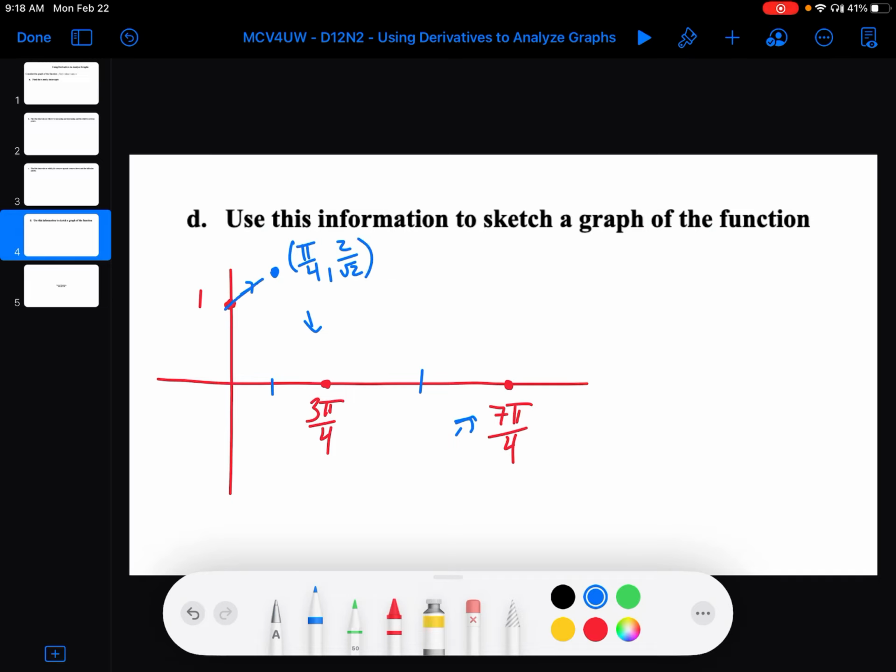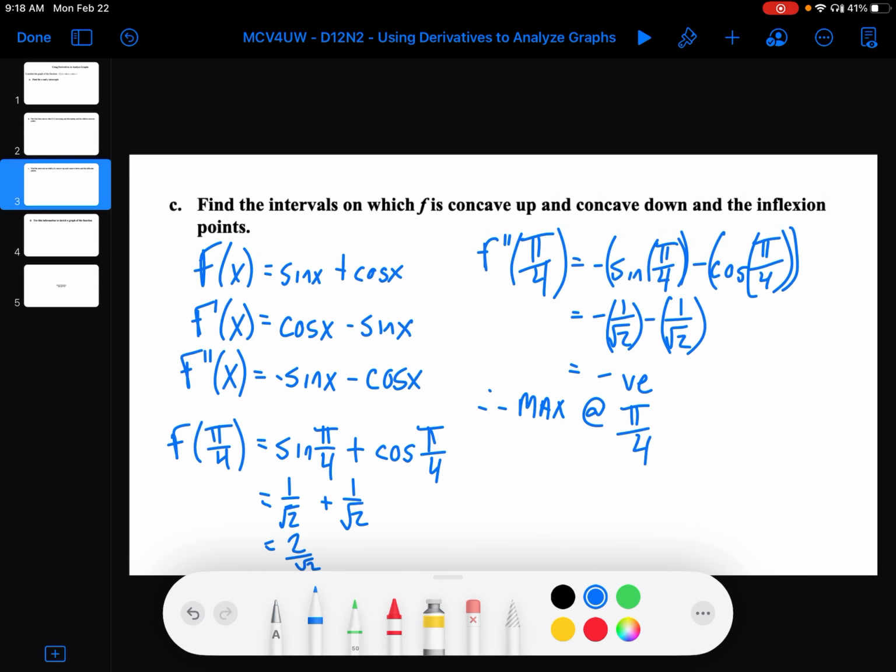The graph's starting to take place, so it's kind of looking like this. I think we're able to kind of see that it's going to do this, but we need to find our points and just double check. So we'll go back up here. We'll have f double prime at 5 pi by 4.